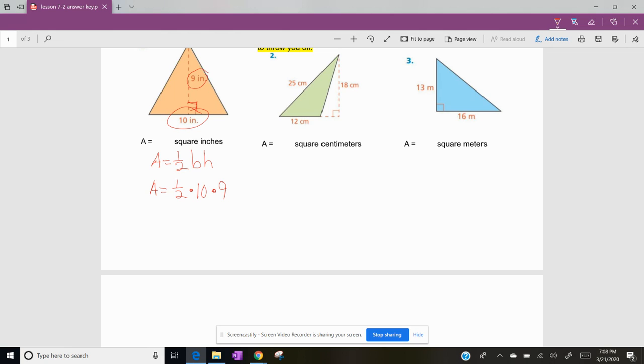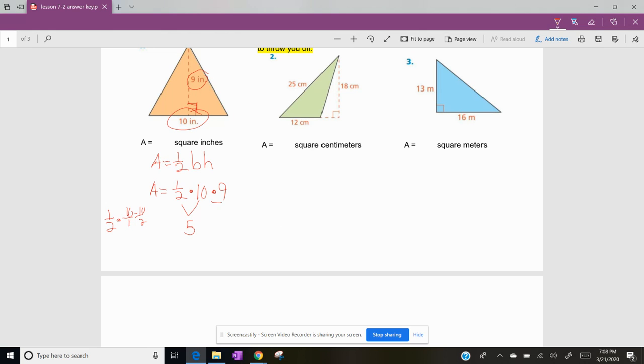Remember, because of the commutative and associative properties, I can multiply in any order I want. I'm going to do 1/2 times 10. You can think of what is half of 10, or if you want to do it off to the side, do 1/2 times 10 over 1. That would give me 10 over 2, which is 10 divided by 2, which is 5. Also, I could just think half of 10 is 5.